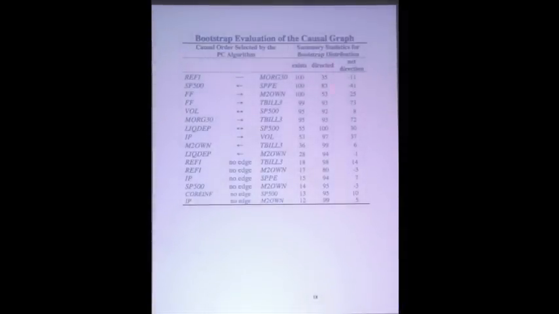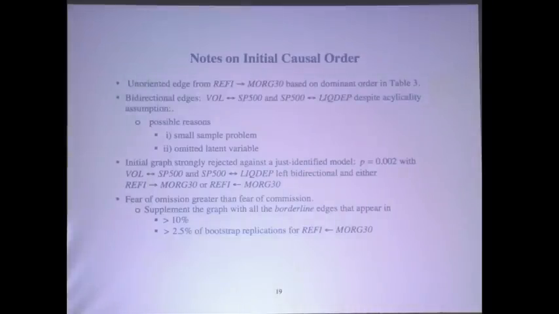So this tells you, in this case, this edge was found in 100% of replications. It had a definite direction in 35%, and it had an 11-point preference for the arrow running from the 30-year mortgage rate to the refi index in that direction. Okay, this is what the original application to the data actually found. So a lot of these had no edges. Okay, so what are we going to do with that? Well, I'll show you. First, what we're going to do is we have to orient the unoriented edge.